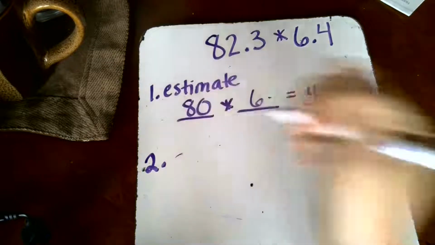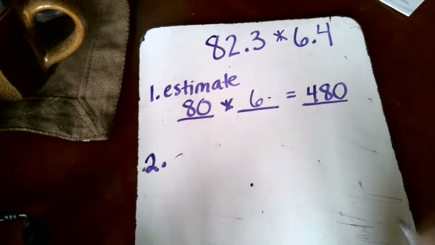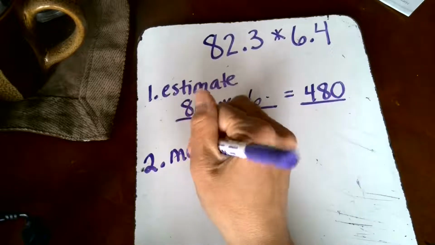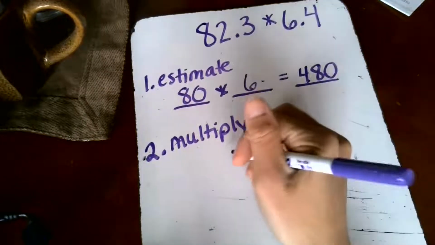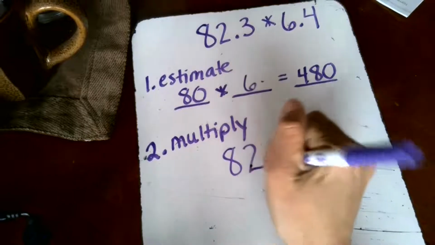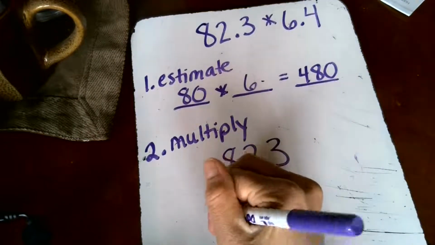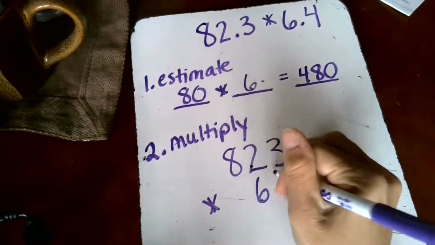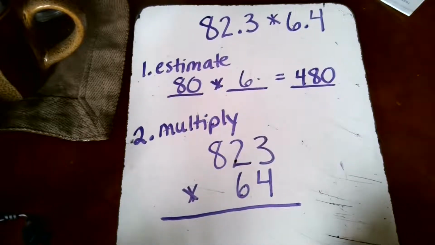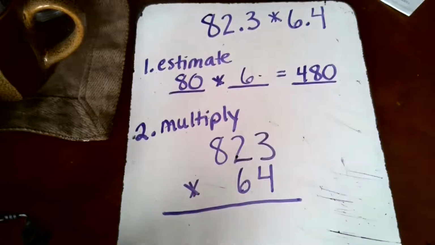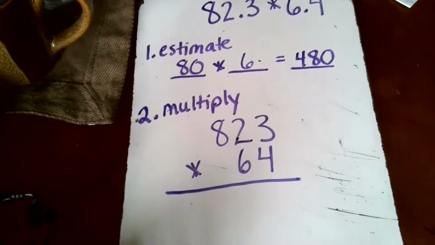Remember, step number 2 is where we multiply as if the decimal points were not there. So now what I would like you to do is multiply 823 times 64. Okay, so go ahead and do that. Pause the video if you need to, and then check back with me going through those steps pretty quickly.